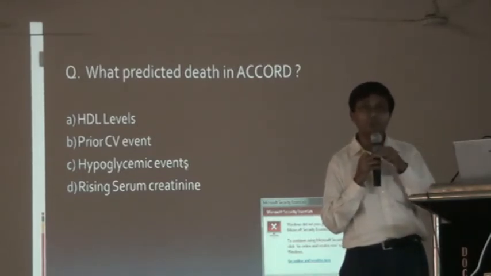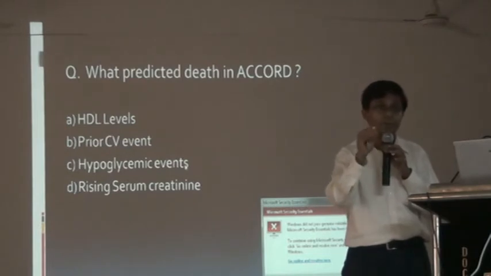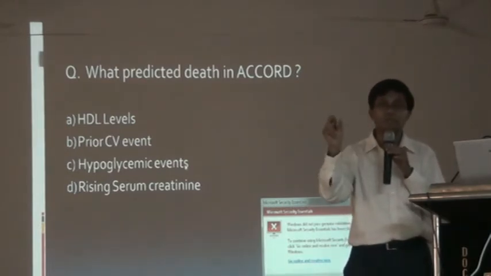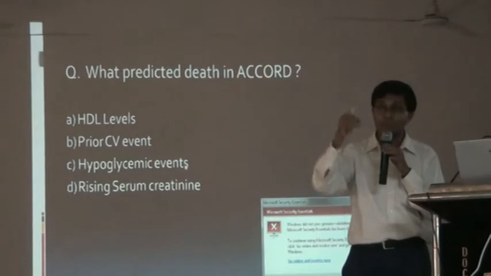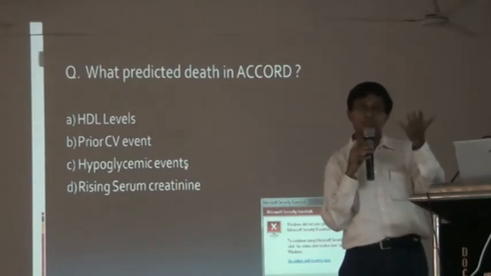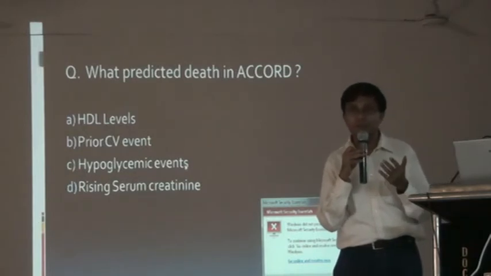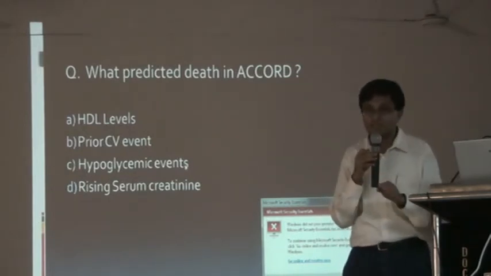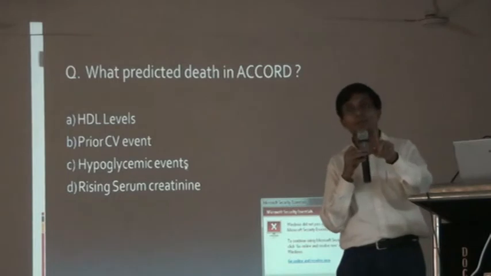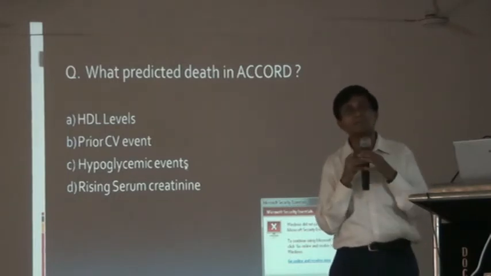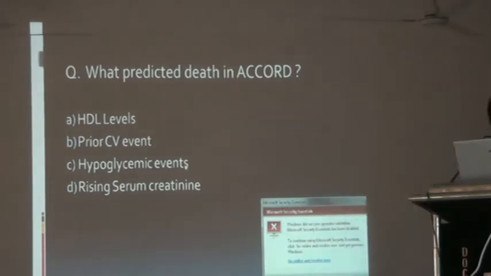So we might be careful to individualize and tailor therapy to those patients who require those numbers. Suppose somebody is a 70-year-old diabetic who has come to you with grade 3 nephropathy, and you target his A1C at 6, are you doing the right thing? These questions came up after the ACCORD study. So what predicted death in ACCORD? C, that's right.